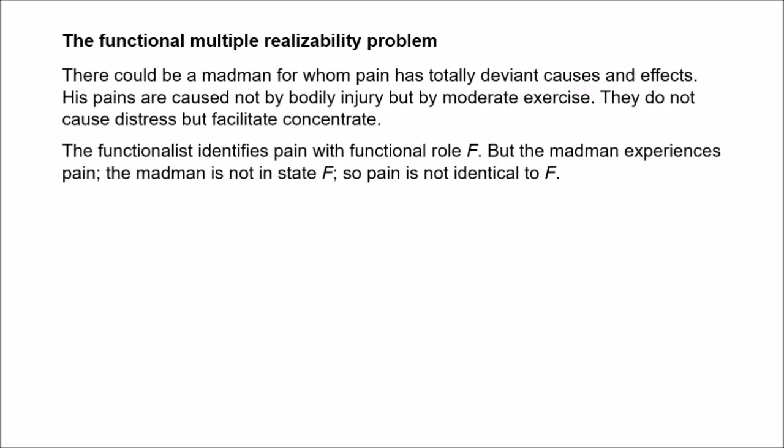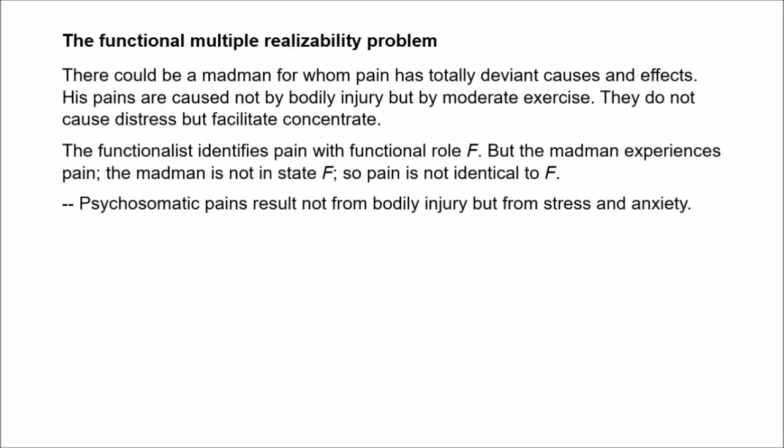Now, of course, a functionalist might just reject Lewis's example. Lewis thinks it's just obvious that there could be a person who experiences pain, but for whom pain has totally deviant causes and effects. He doesn't really provide any argument for this, so we might wonder, is it really so obvious that there could be such a person? Could a state that causes no distress at all, that doesn't distract a person but actually helps them concentrate, really be pain? But this kind of problem can be pressed with much more familiar examples.